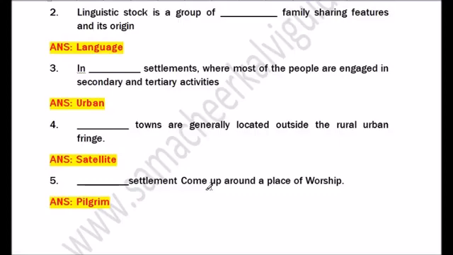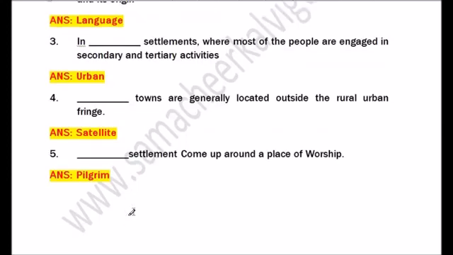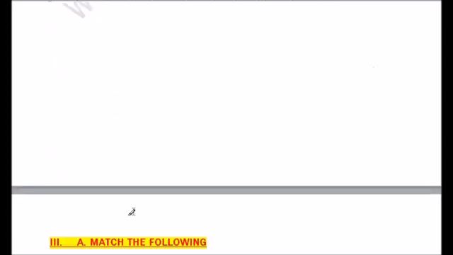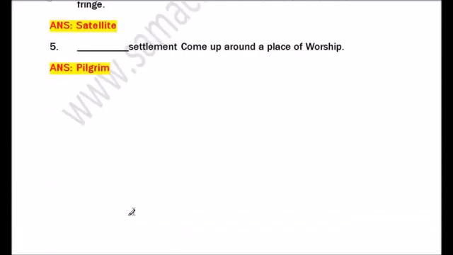Question number 5. Dash settlement come up around a place of worship. The answer is pilgrim, P-I-L-G-R-I-M. Pilgrim settlement come up around a place of worship. Example, settlement near the Palani Hills.